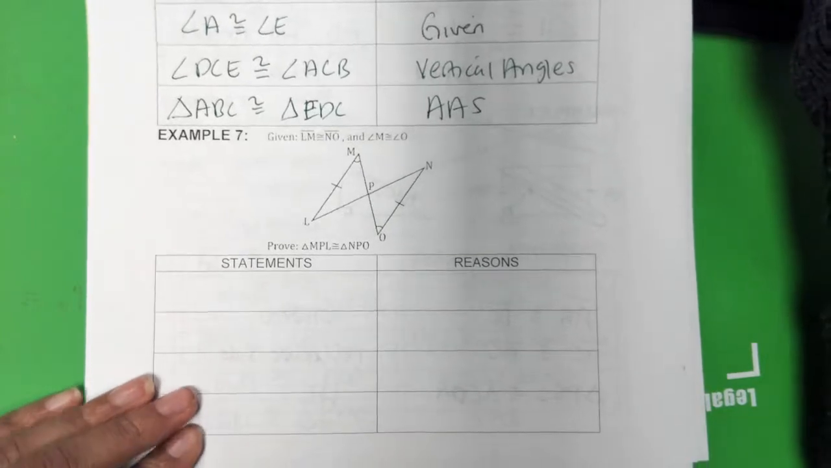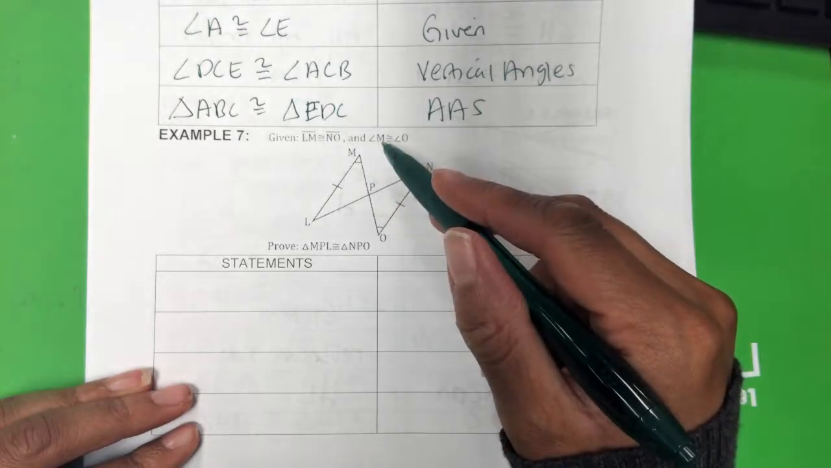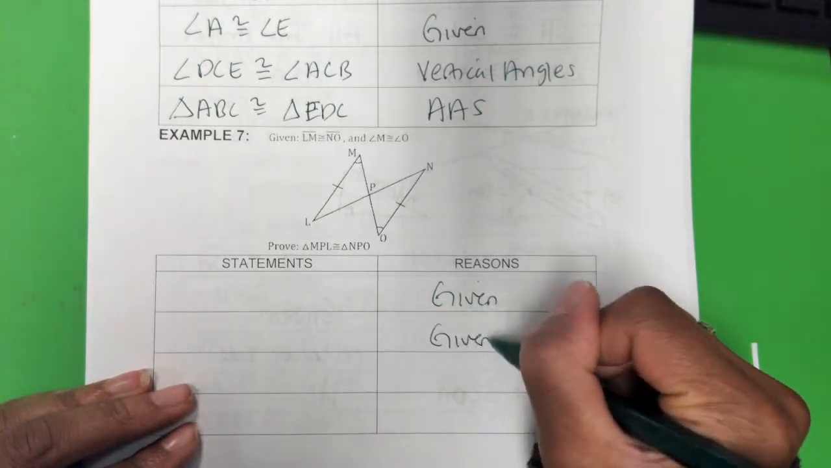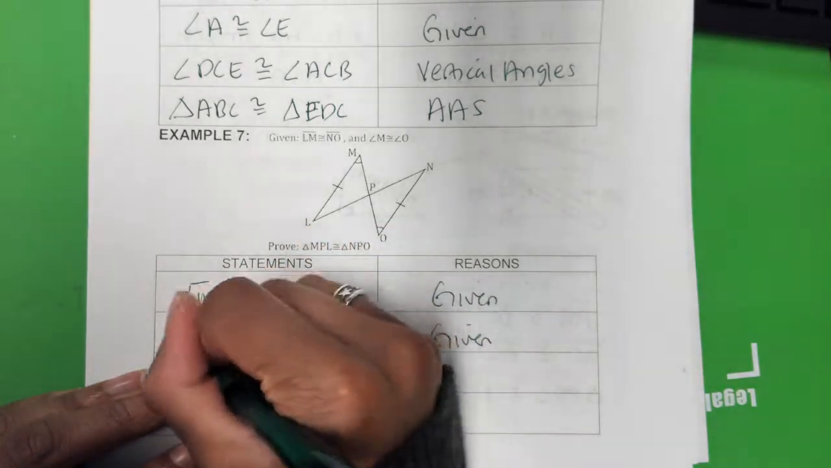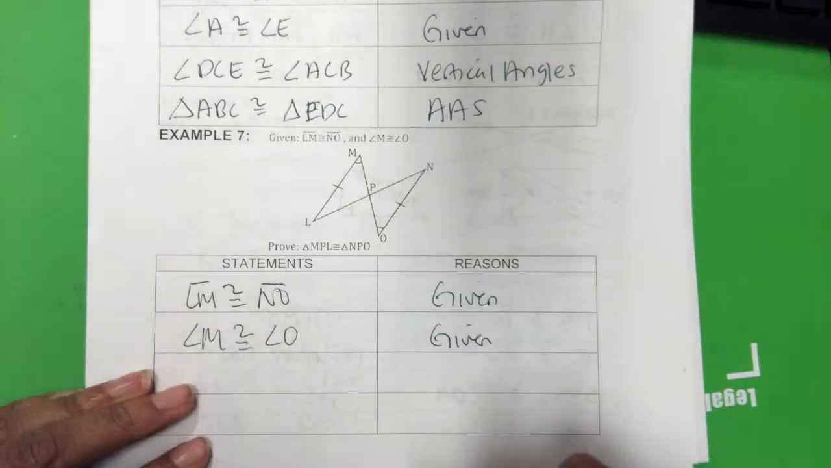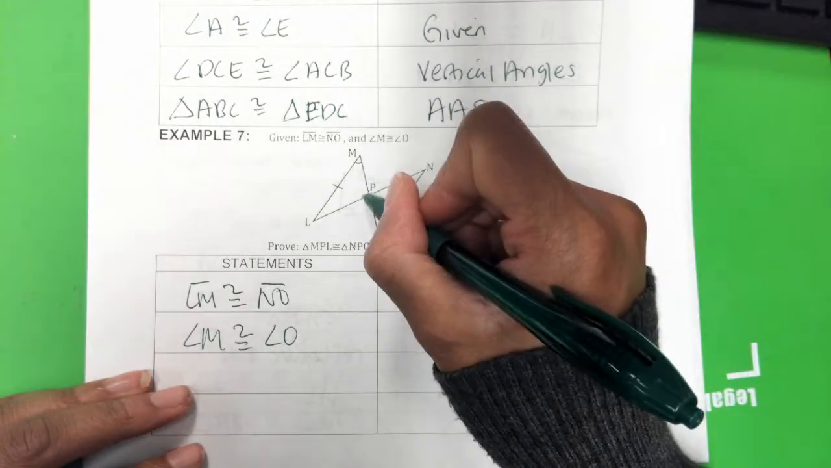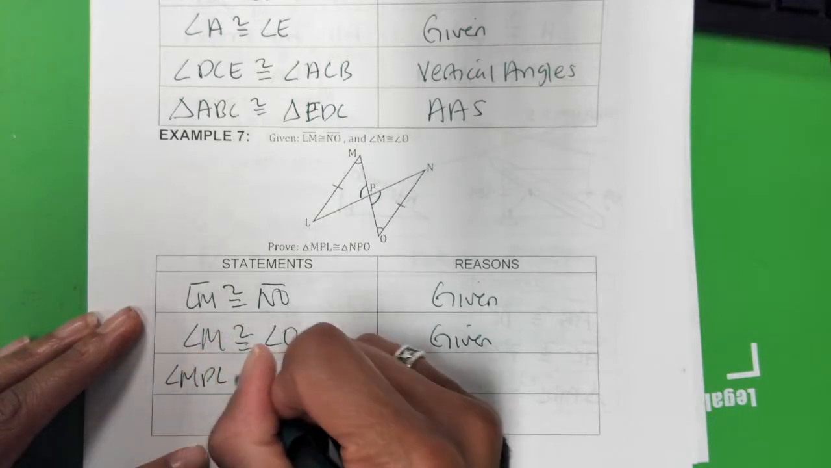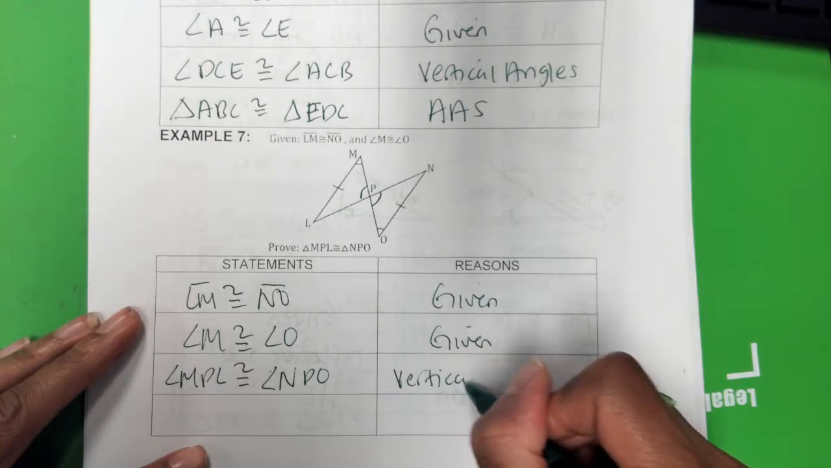Our next example, and our very last example, I'm given LM is congruent to NO, and it's already been drawn for us, and angle M is congruent to angle O. So let's go ahead and write our reasons and given statements. LM is congruent to NO, and angle M is congruent to angle O. But again, I have this crossing motion here, this wide V, so it stands for vertical angles. So I have angle MPL is congruent to angle NPO because of vertical angles.